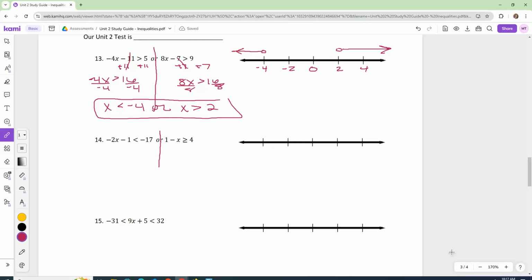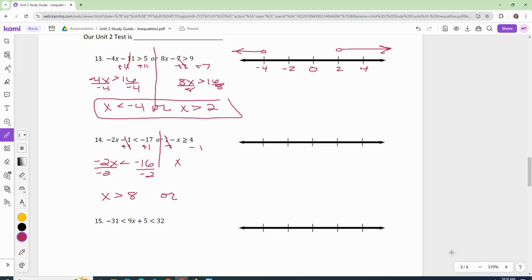Sure. We have 2 separate problems. What do I do on this one? So we have negative 2x is less than negative 16, and if you divide by a negative, what happens? It changes. So we have x is greater than 8. Or, now we solve this one, so how do I get x by itself?